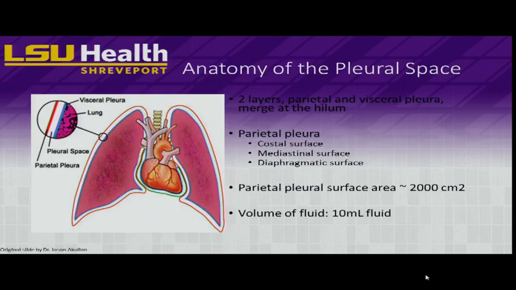All right, so starting out with the anatomy of the pleural space. Just a brief overview. There are two layers of the pleura. You have the parietal pleura, which covers the costal surface, the diaphragm, and the mediastinal surface, and then the visceral pleura, which covers the lung itself. And these two layers merge at the hilum of the lung. So the parietal pleura has a pretty significant surface area. And within all of this surface area, there really should only be about 10 milliliters of total fluid.